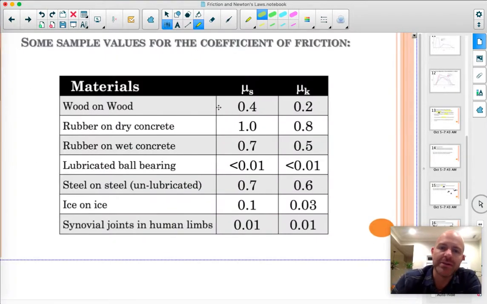If you look at a bunch of different materials, in this column with mu s, the static friction, you notice those are always bigger than the kinetic friction. Something useful, and something we saw from that peak.